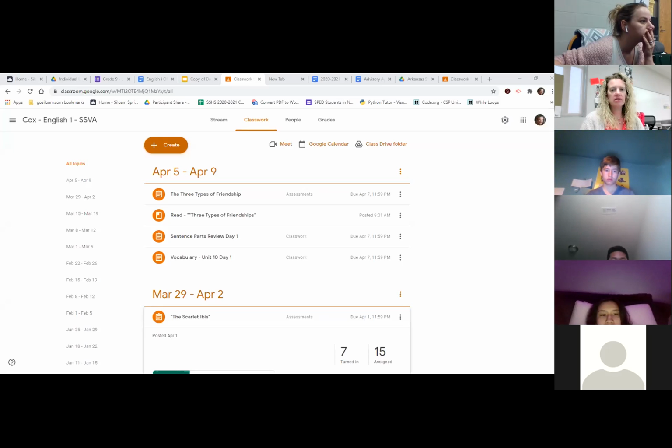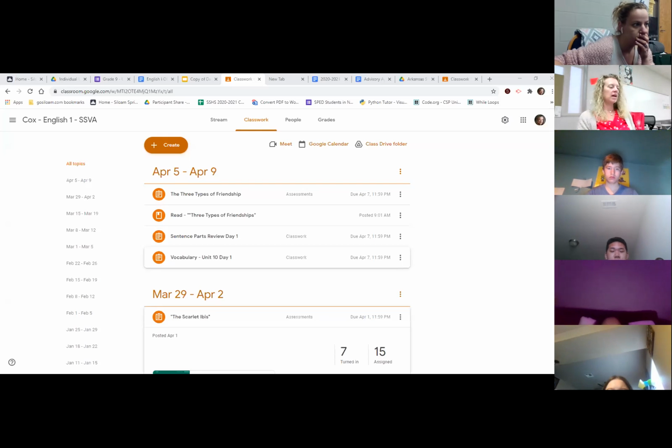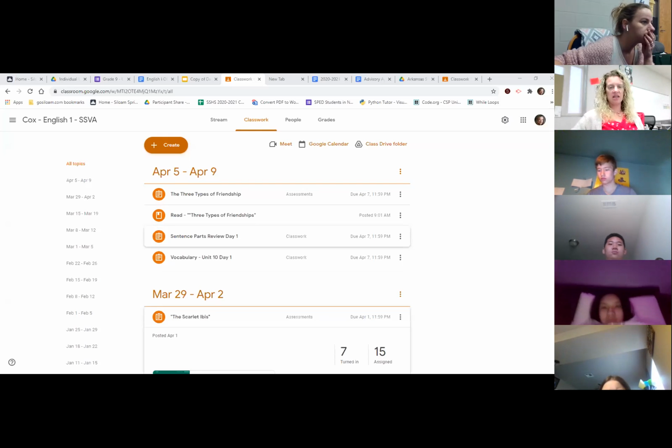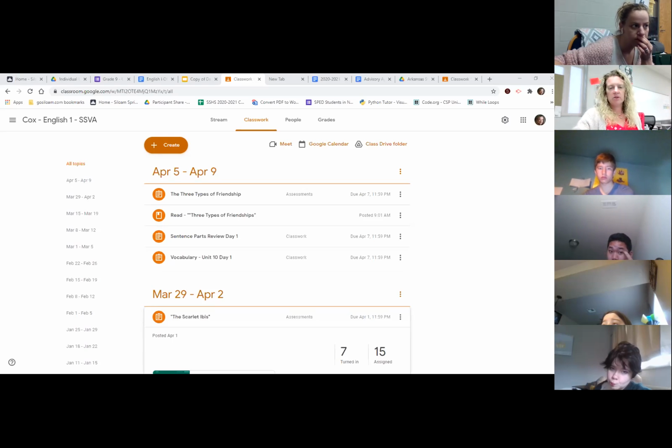Can everyone see my screen? Everyone see my classroom page? Okay, so you have your vocabulary, Unit 10, Day 1. Sentence parts review. So guys, the one thing that is killing a lot of you on these sentence review things is the fact that you're not reading the directions. Okay, just read the directions. I promise you it will save you a lot of time and me a lot of red marks on your papers.